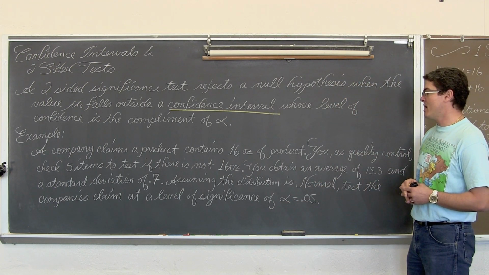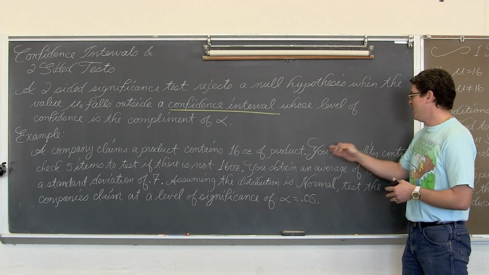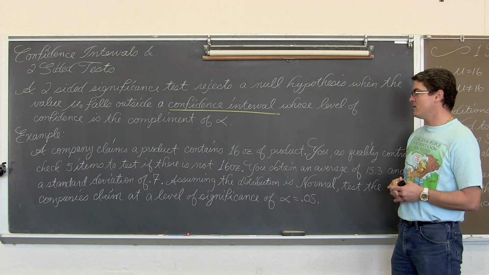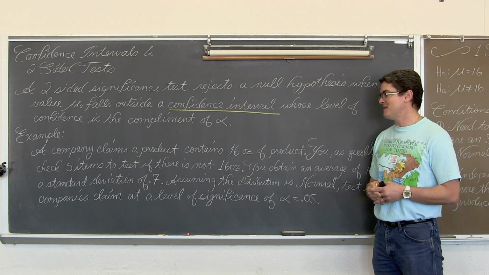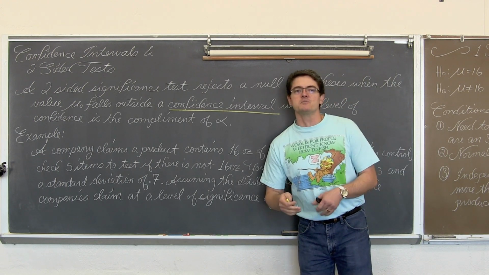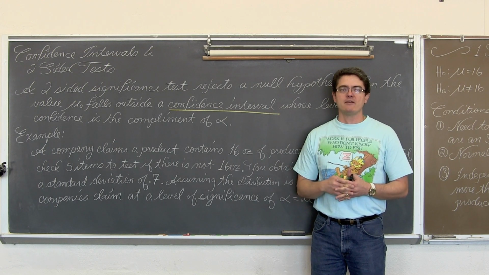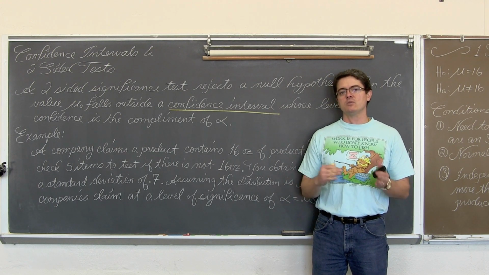A company claims a product contains 16 ounces of product, solids, fluids, whatever. You, as quality control, check 5 items to test if it is not 16 ounces. The company doesn't want to put too much into this product, they'll lose money. They don't want to put too little in it, they'll get sued by somebody for false advertising. So they're concerned about too little or too much.